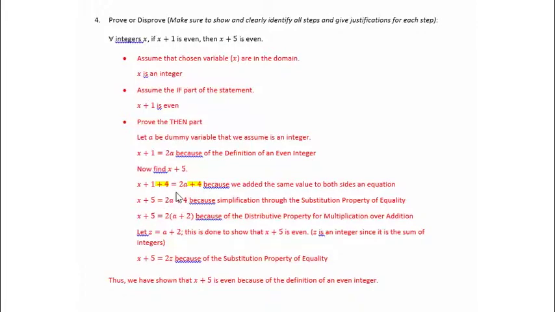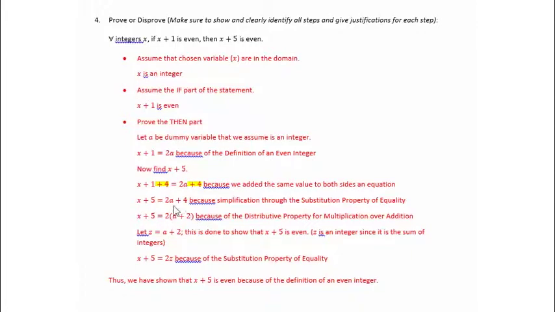is something that we have to transform into something that is an even integer. So I'm going to take this 2a plus 4 and factor it. And factorization is basically the distributive property for multiplication, in this case over addition. So I'm taking out the 2, and I'm left with a plus 2 inside of parentheses.